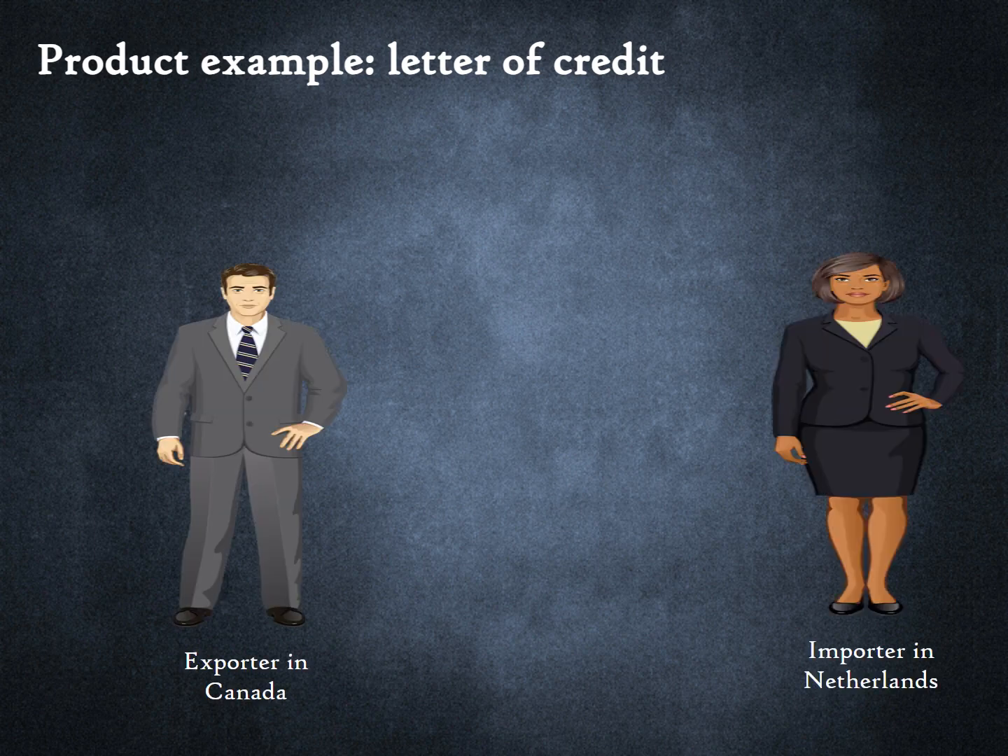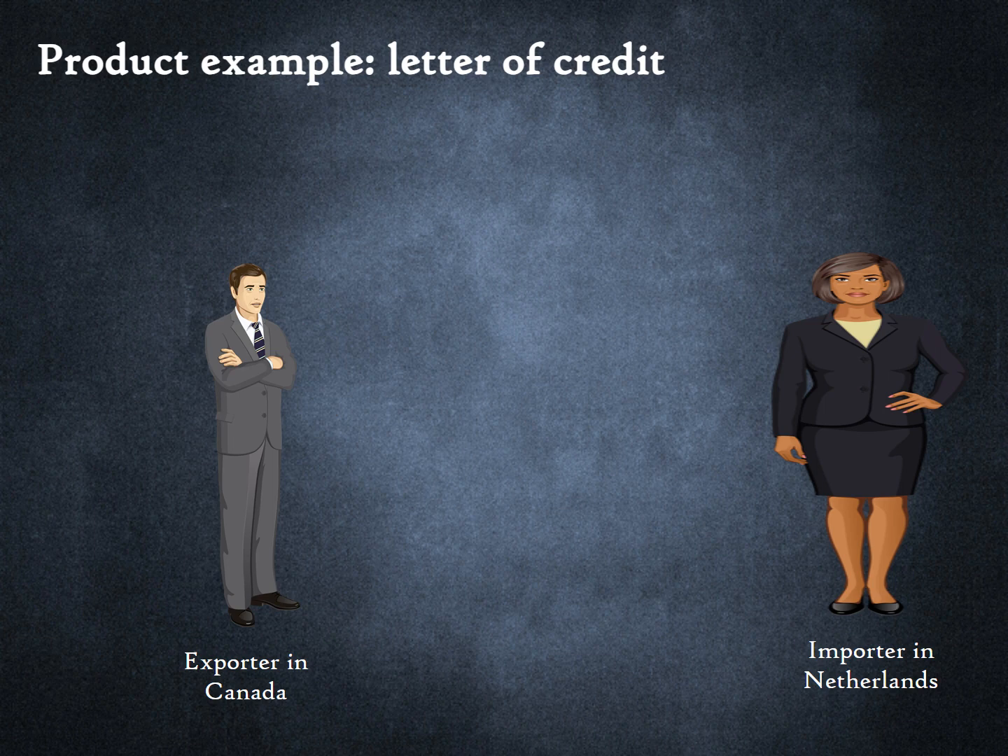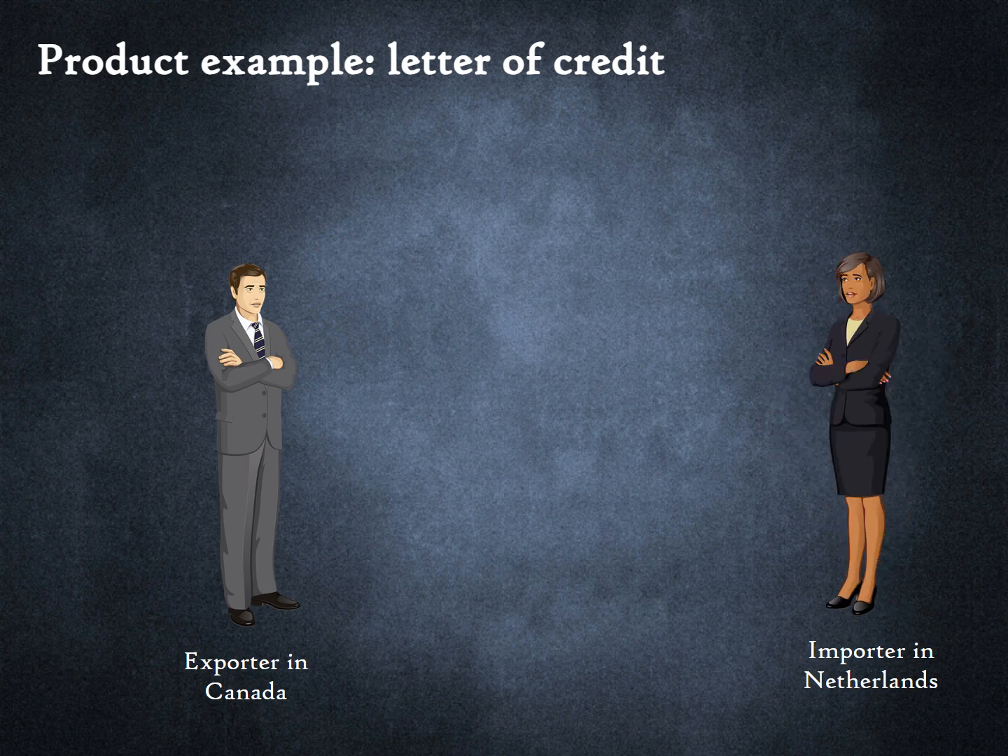Consider an exporter in Canada who is selling to an importer in Netherlands. The Canadian exporter does not want to ship goods unless he is sure that the importer can pay. The importer does not want to pay till the exporter ships goods. In a cross-border transaction, buyers and sellers often don't know each other well.